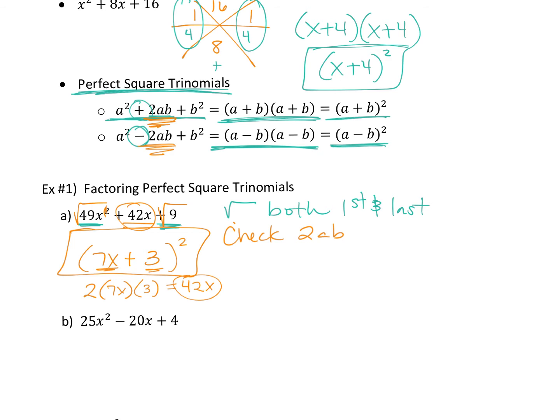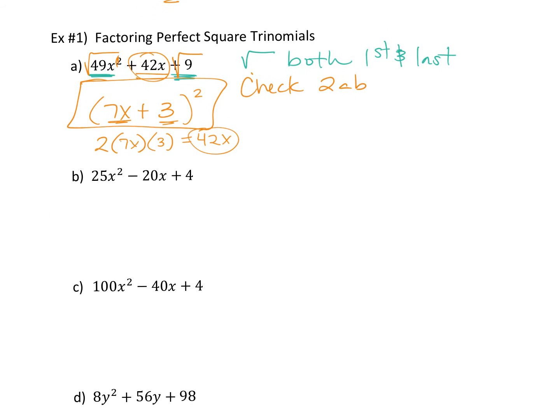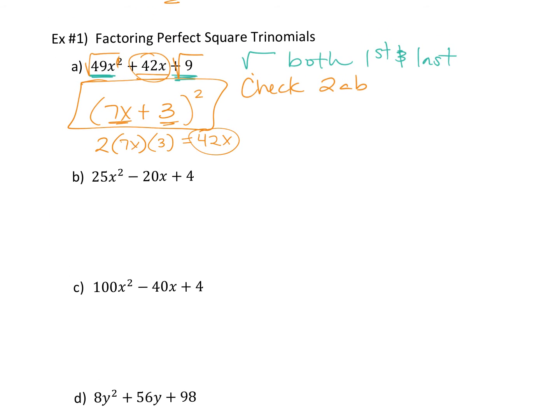Does that make sense? So if you can double the product of your two terms and it works out to that b value, you're in good shape. Okay, so look at letter B here. You see a perfect square here and a perfect square here. So we think, do what? How do you start?